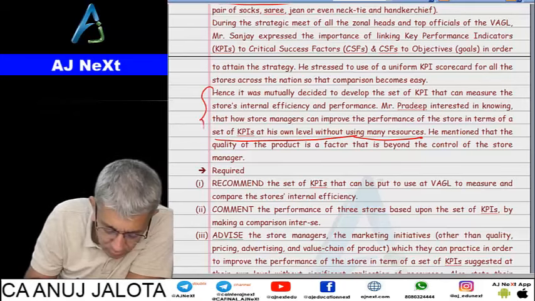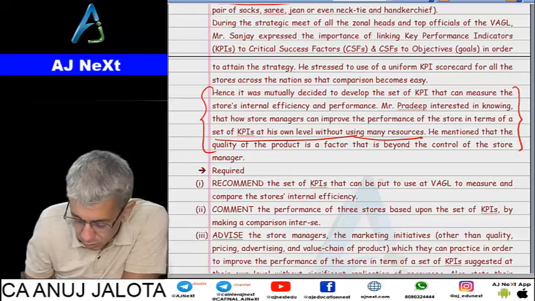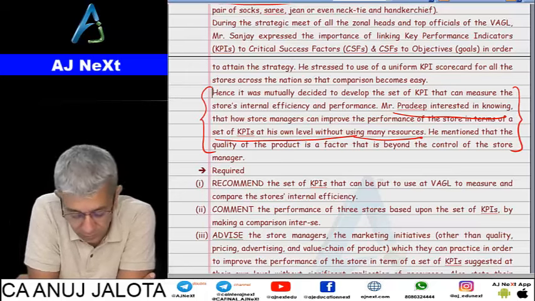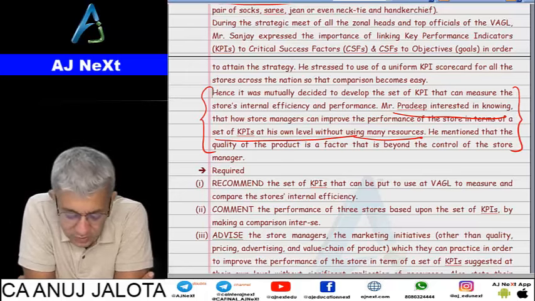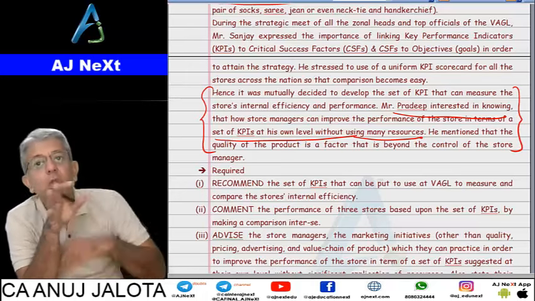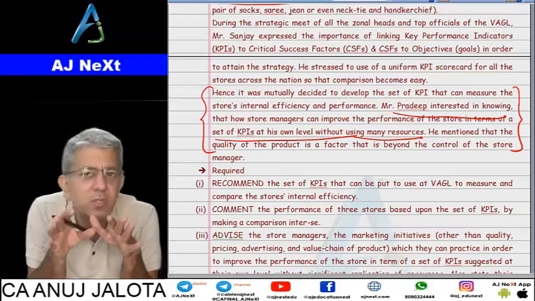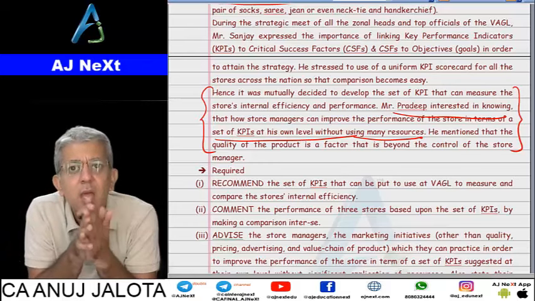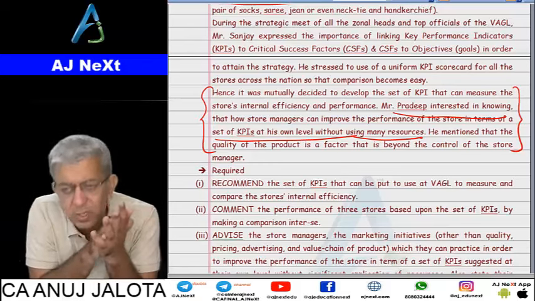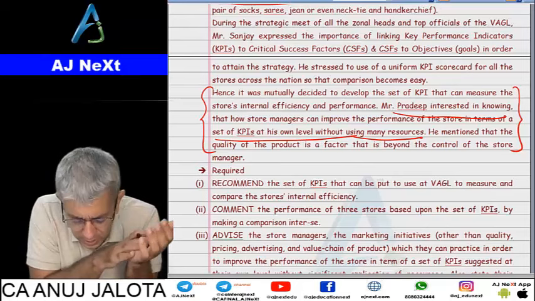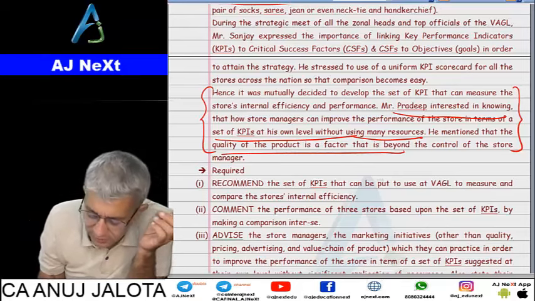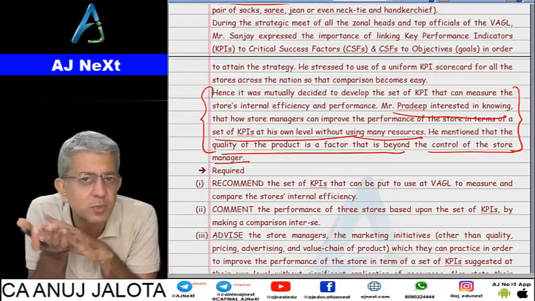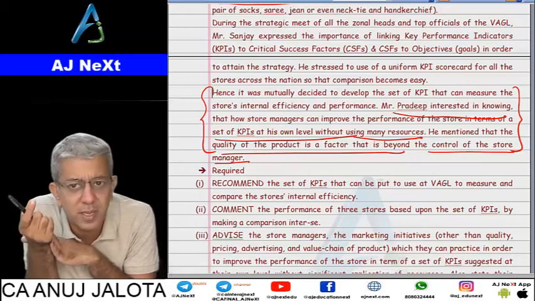Now, this will lead to the third part of the question. So, Mr. Pradeep was interested in knowing how the managers can improve the performance in terms of the set of KPIs at his own level without using many resources. So he was interested in how stores can improve their performance, but not using much money, not using advertisement and so on. He mentioned that the quality of a product is a factor that is beyond the control of the store manager. Obviously, the quality of the apparel is not controlled by the sales manager. It's controlled by VAGL, right?